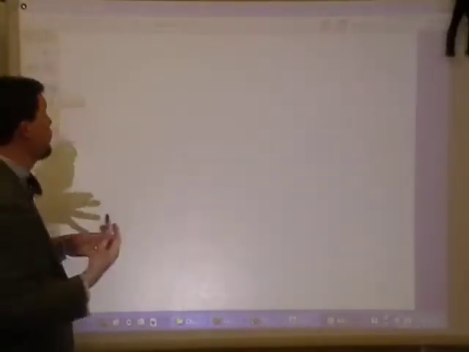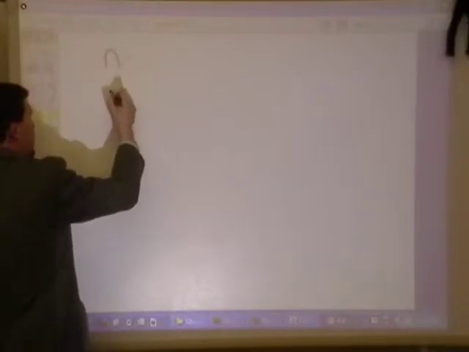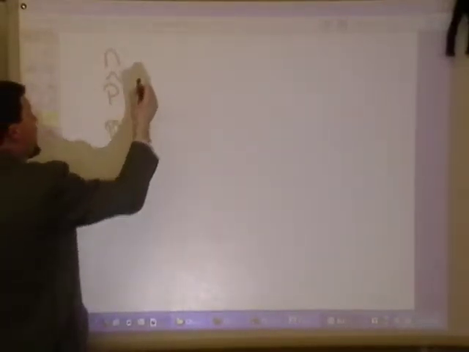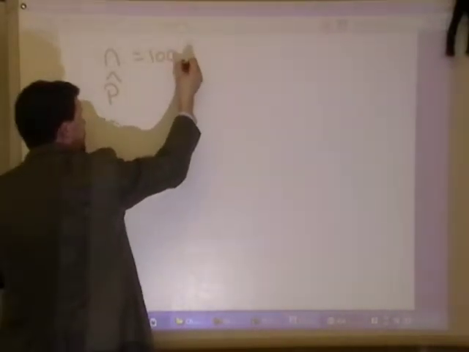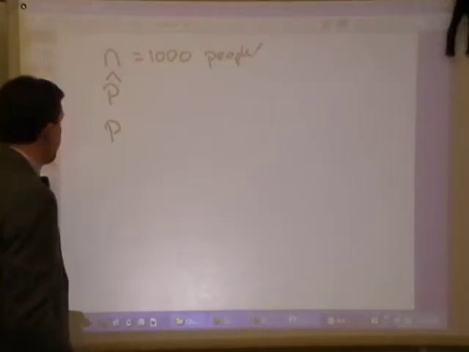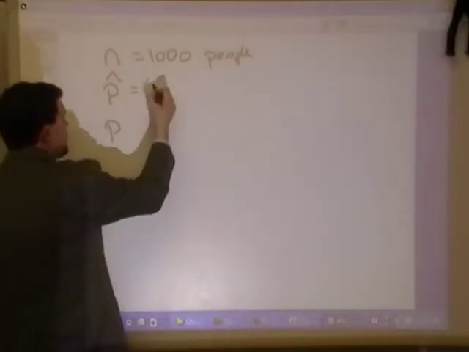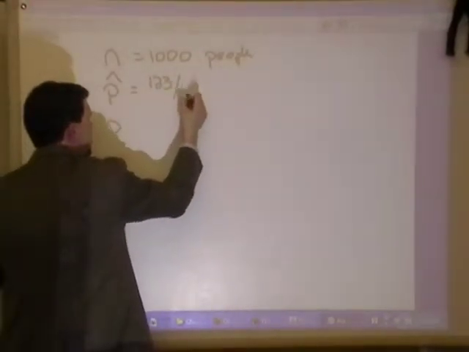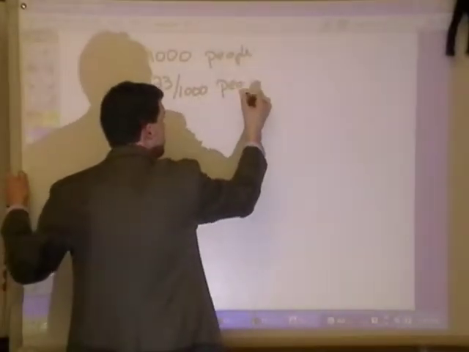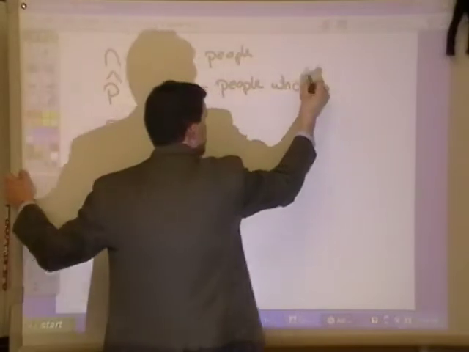So what am I going to do next? Well, next, this is for my benefit. I'm going to define n, I'm going to define p hat, and I'm going to define p. So n is the 1,000 people that I sampled. What is p hat? P hat is the 123 out of the 1,000. And then this is the people who bought something.